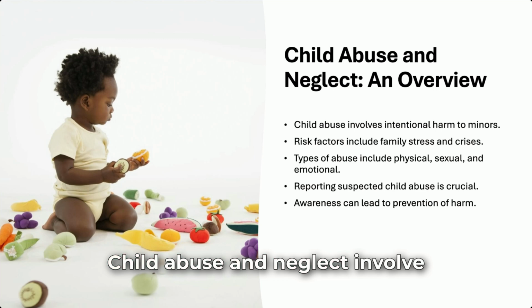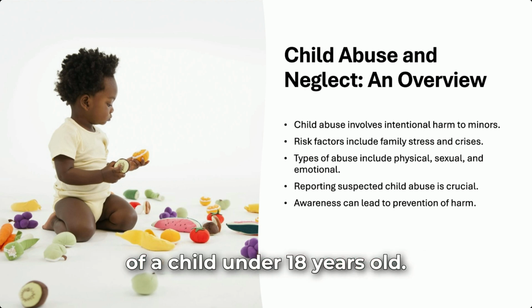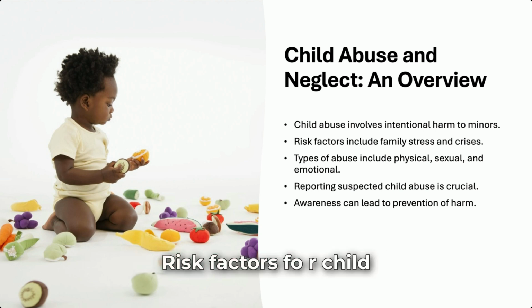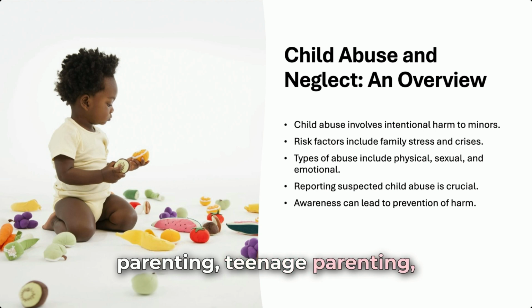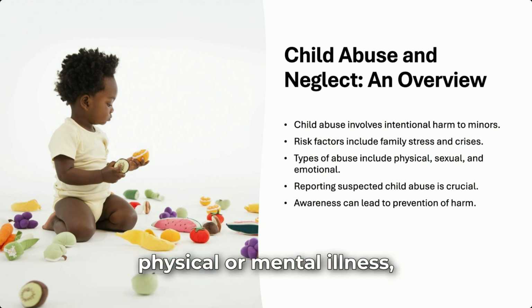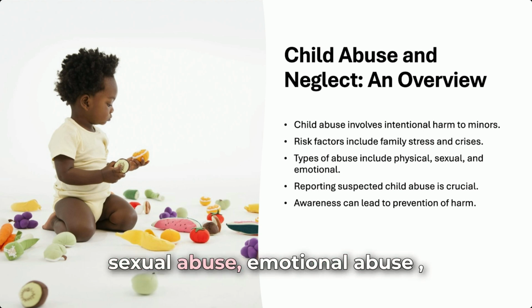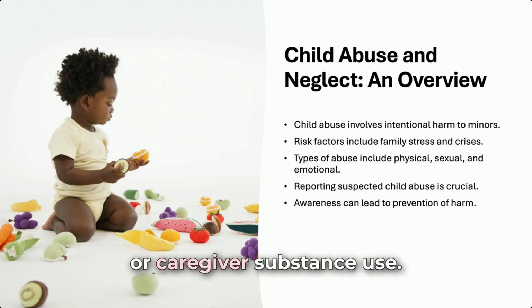Child abuse and neglect involve intentional harm or mistreatment of a child under 18 years old. It can result in death, serious physical or emotional harm, sexual abuse, or exploitation. Risk factors for child abuse include stress, family crisis, single parenting, teenage parenting, physical or mental illness, and unrealistic expectations for the child's behavior. Types of child abuse include physical abuse, neglect, sexual abuse, emotional abuse, and parental or caregiver substance use. It is important to report any suspected child abuse to the nurse.